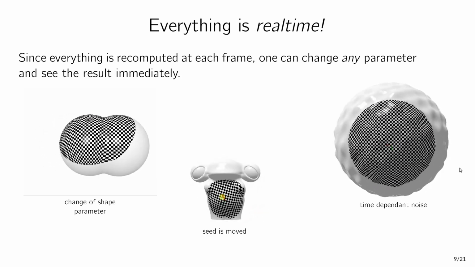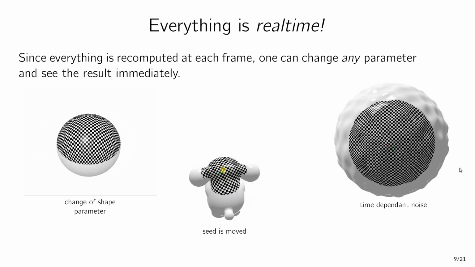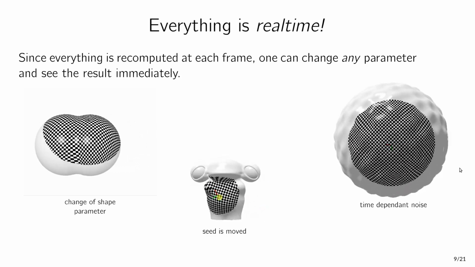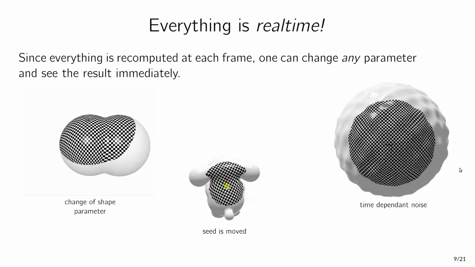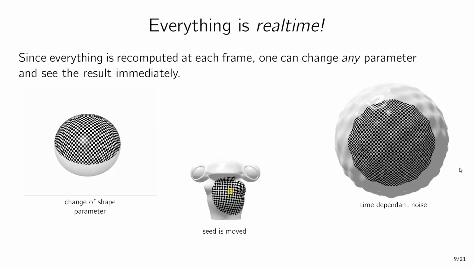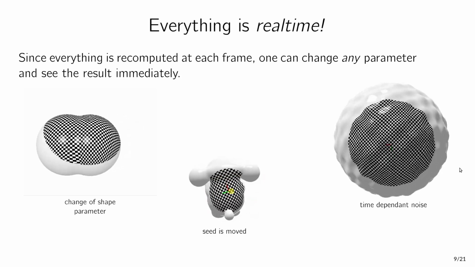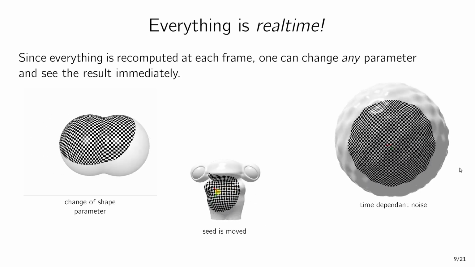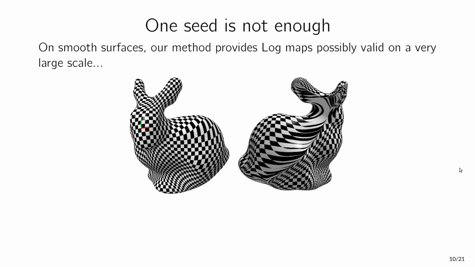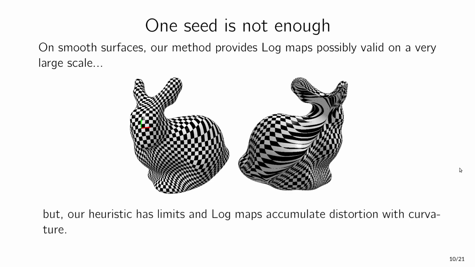If you want to still edit your shape a bit, or if you have to change any parameter of the method, like the position of the seed, or even if your shape has to evolve, you can do that. You can do that without problem. All right, and so that's great, but as you see, one seed is not enough, right? Because it is known that the log maps accumulate distortion with curvature, and of course, when the geometry gets complicated, our heuristic will have some limits, as you can see here, for example.